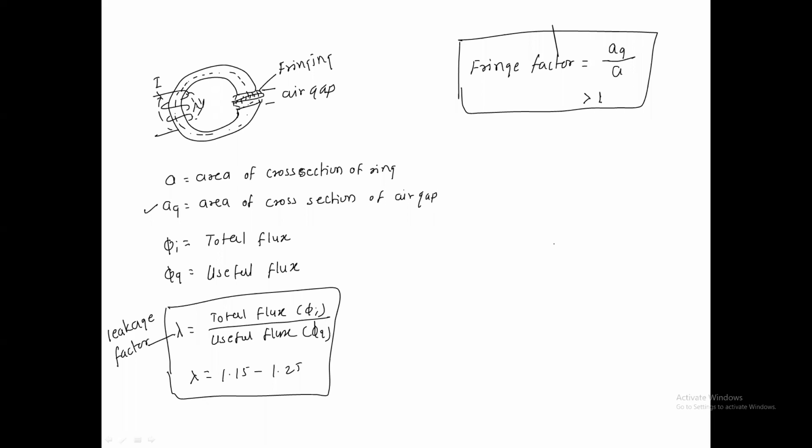Get my point? So it's my request to all of you, please note it down. These are two formulas: number 1, leakage factor, and number 2, fringe factor. Write it down in the notebook. Only these two formulas.